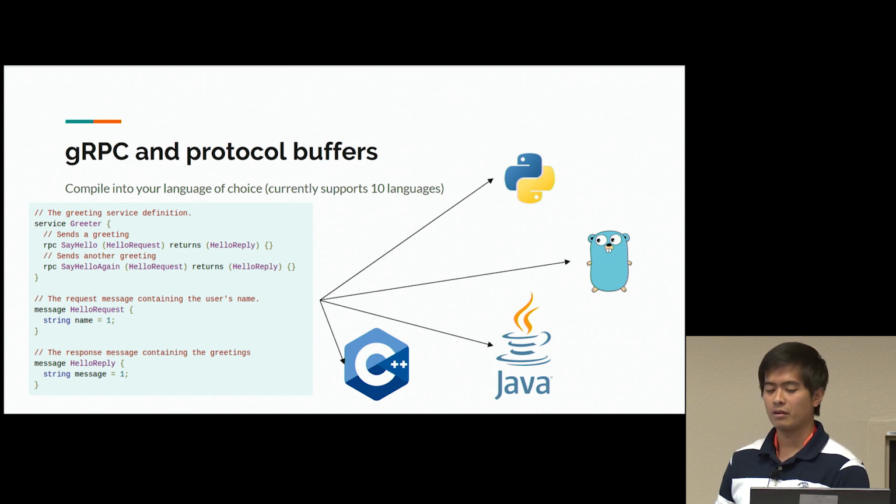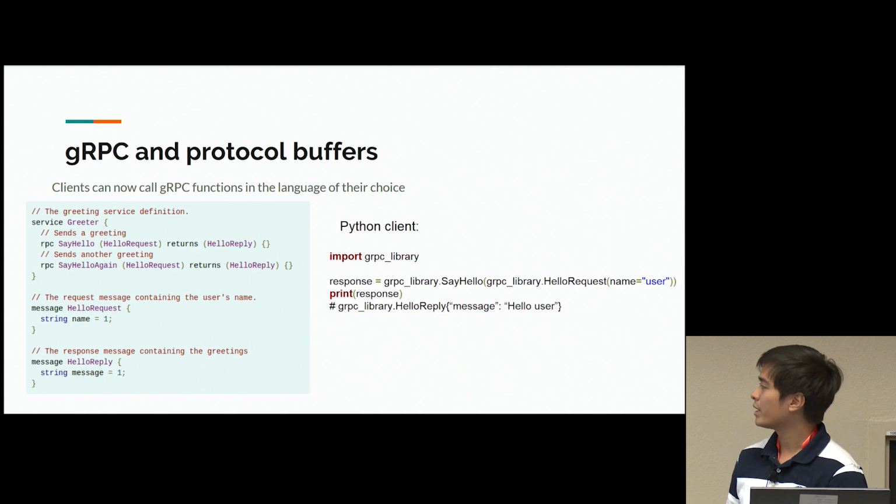So let's say we want to use Python. We use gRPC to compile this protocol buffer file into an importable Python library. And this is how simply we can use it. Say we want our client to call the SayHello RPC function on some remote gRPC server. We just import the gRPC library, which is our auto-generated library, and we call grpc_library.SayHello, while passing it the HelloRequest parameter, which is a Python class that is also defined in the auto-generated library. We can then print its response, which turns out to be an instance of grpc_library.HelloReply. And that's it. From the point of view of the client, it's just a simple function call.